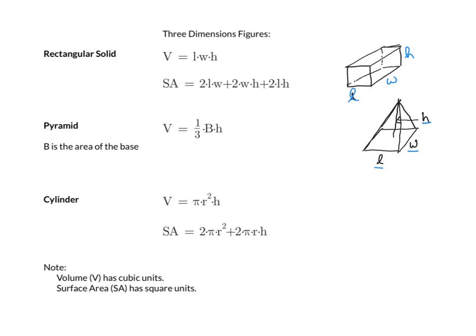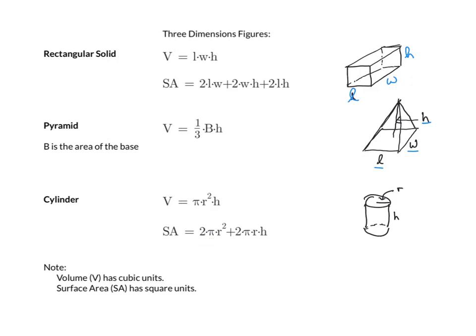The last one we have is the cylinder. Our volume is going to be the area of the base. That's a circle, which is going to be pi r squared times our height. For surface area, we can kind of decompose this. And so what we get is we have two circles. We have our top and our bottom. These each have area of pi r squared. There are two of them, so that's where we get our 2 pi r squared.